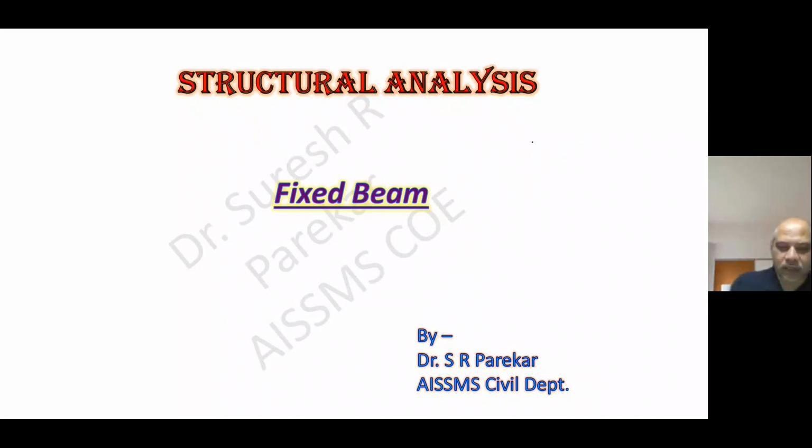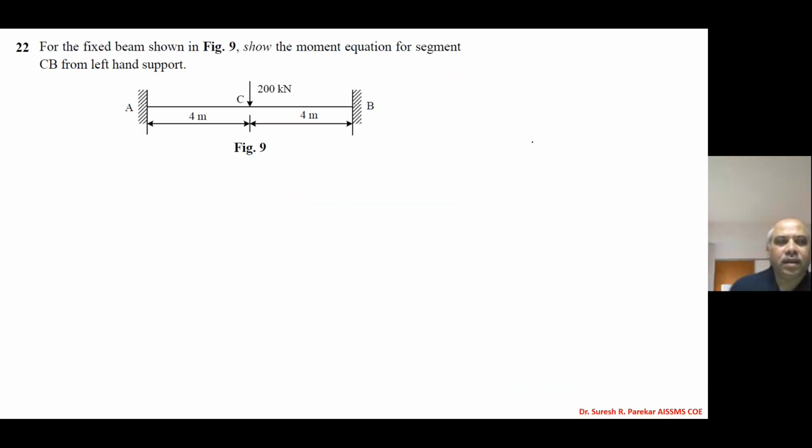Now we have this as third revision lecture, and we are with problems that is fixed beam. So for the fixed beam shown in figure, show the moment equation for segment CB. So segment CB means for this portion from left hand support. So if we will draw free body diagram from left, then we will have this as, so I will keep this as fixed because we have to write equation from left.